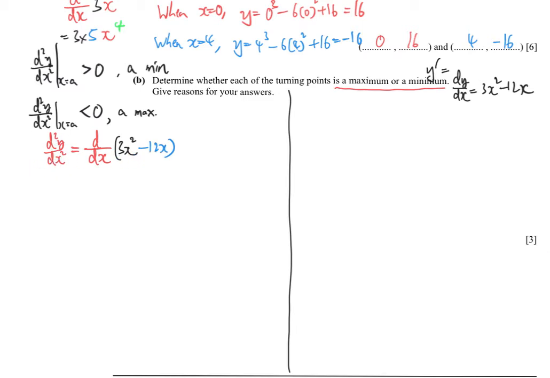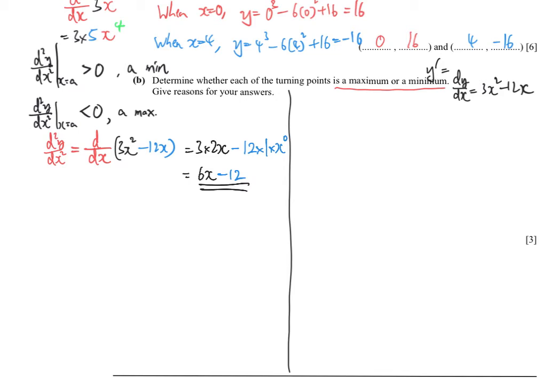So this one will get you 3 times 2 times x to the power 1, right? And then minus 12 times 1 times x to the power 0. You can think about it this way: 1 and x to the power 0 is 1, so actually it's just 12. Okay, so you got 6x minus 12 as the second derivative.